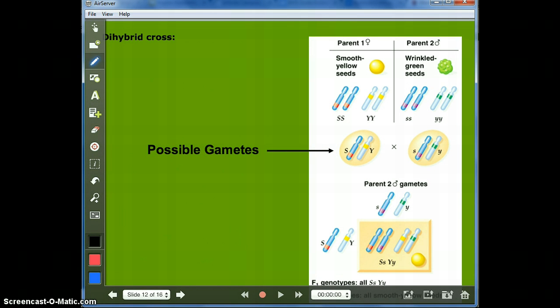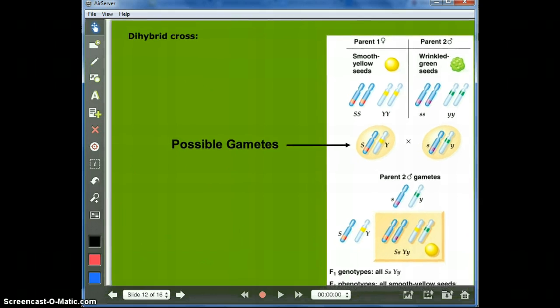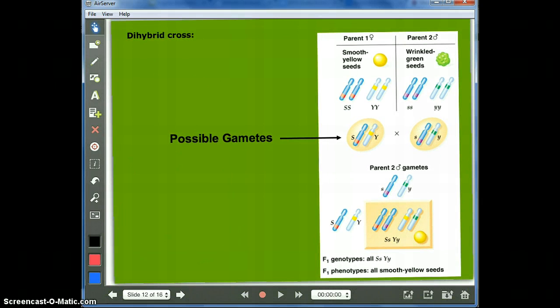Alright, let's skip back along to looking at what's now considered a dihybrid cross. So now not only am I looking at one trait, I want to look at two individual traits. In this case, we're going to look at the smooth shape versus the wrinkled shape, but now we're also going to do it in terms of color. Let's represent capital Y as dominant for yellow.